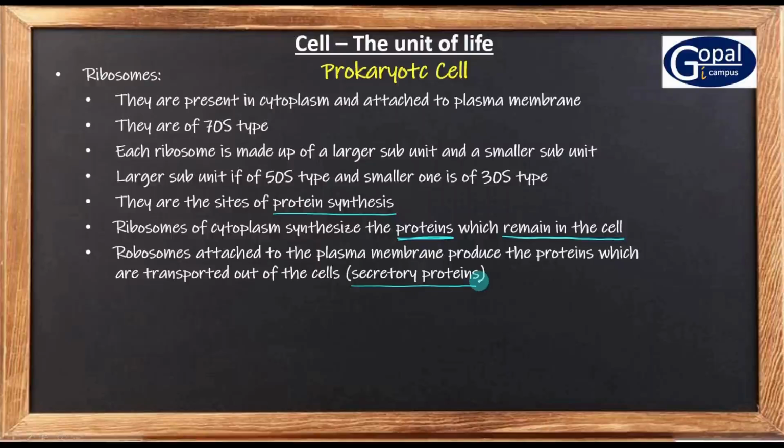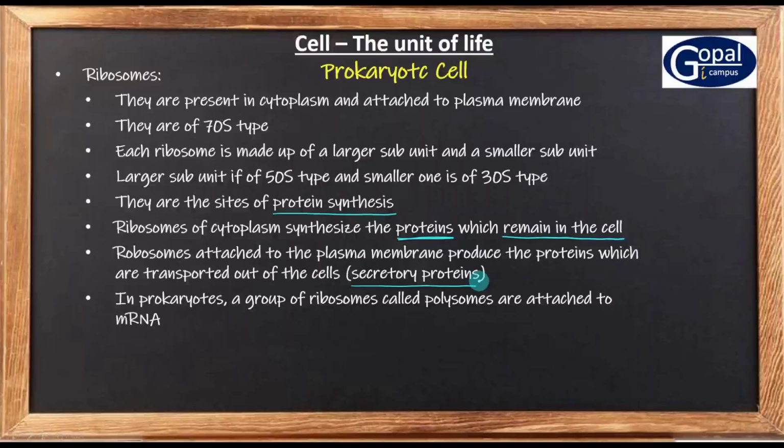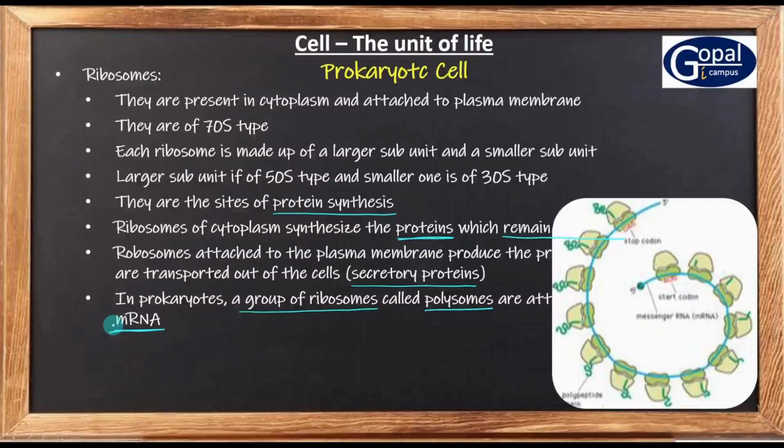Secretory protein. Right? So in prokaryotes, a group of ribosomes attached to a single mRNA is seen. Such a group of ribosomes is called polysomes. Polysomes are the group of ribosomes attached to a thread-like structure called mRNA. Polysomes are seen only in prokaryotes. They are absent in eukaryotes.